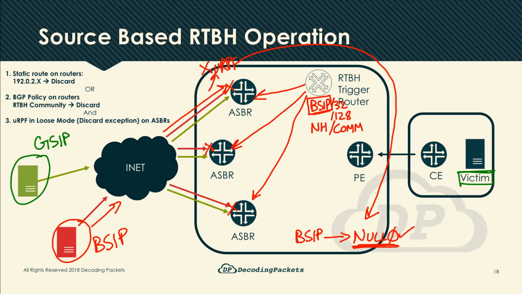So we have now been able to more granularly drop the bad traffic, whereas the good traffic, because we are not doing anything to it, should pass the uRPF checks easily, enter the network, and finally get to the victim, which is hopefully not a victim anymore. So this is the major difference: the uRPF check and the discard route that has been originated by the RTBH router. Those two things are different. Everything else is the same as destination-based RTBH.